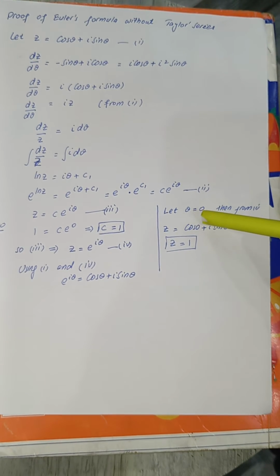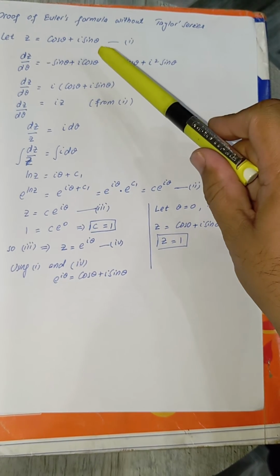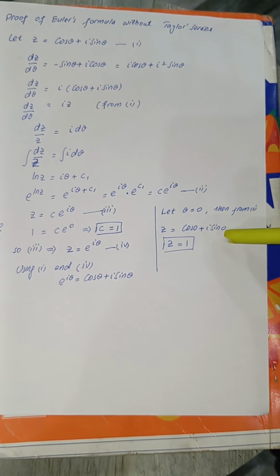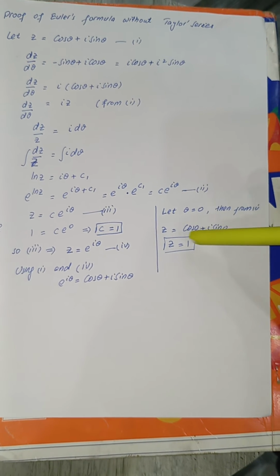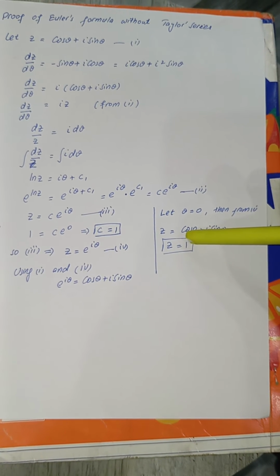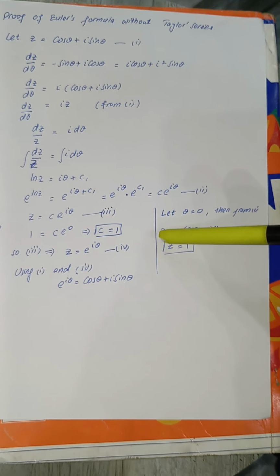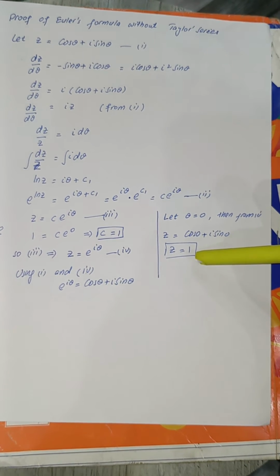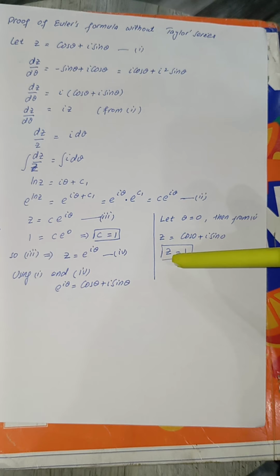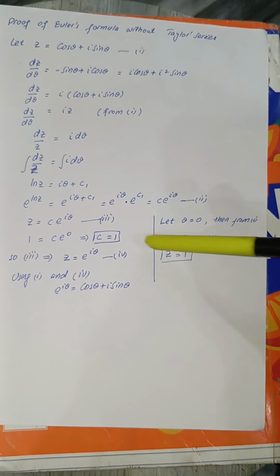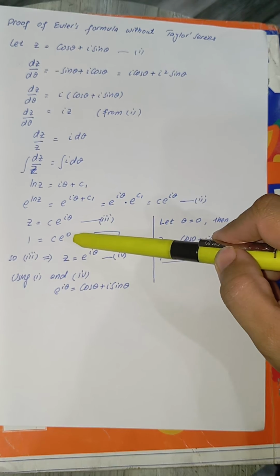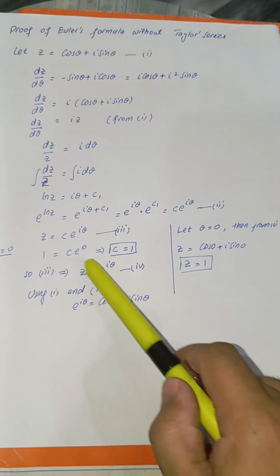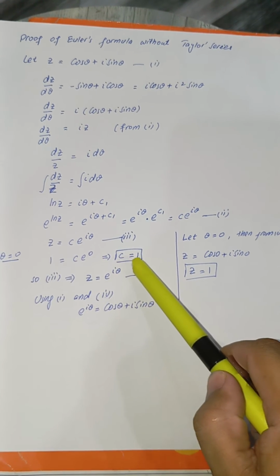When we put theta is equal to 0 in 1, it becomes z is equal to cos 0 plus iota sin 0. Cos 0 is equal to 1 and sin 0 is equal to 0, so we can obtain z is equal to 1. Then we put this z is equal to 1 in equation number 3 and theta is equal to 0. So the value of c can be obtained as c is equal to 1.